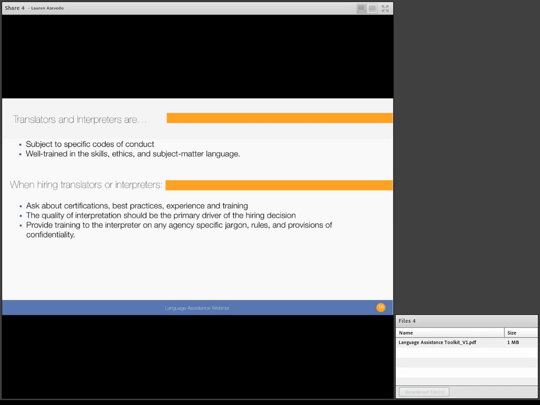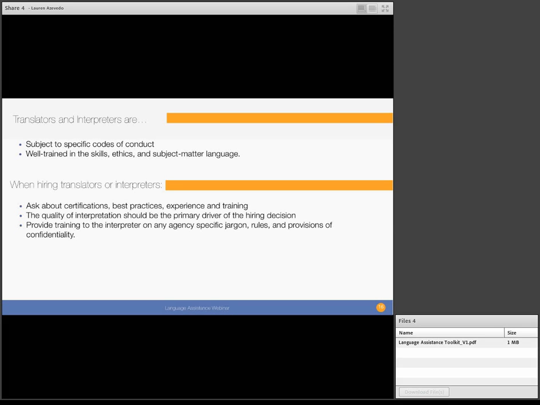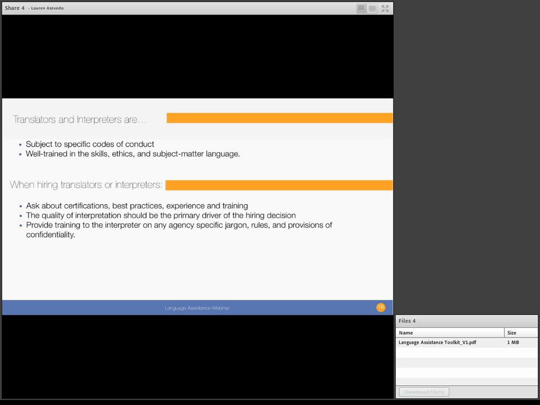Translators usually translate text, documents, scripts, that are then distributed or used. So interpreters are there in person while the interaction is taking place, while translators translate documents from one language into another. So they both require that the person be proficient and fluent and skilled in two languages, but the actual skill is slightly different. So providing qualified interpreters is a very important strategy.